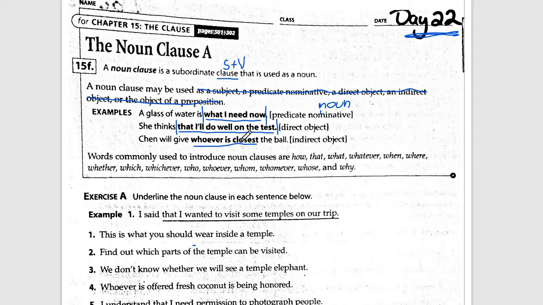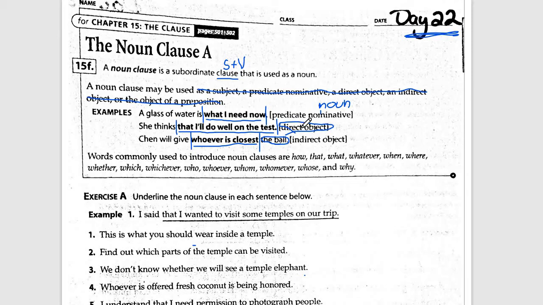Chen will give someone the ball. So this is telling you right here about direct objects, that she thinks something. So that's receiving the action or being modified by the action thinks. She thinks something. And then there's nothing to intercept that action or to come between that action and what's being acted upon. However, if we look at Chen will give the ball, the ball is the direct object.